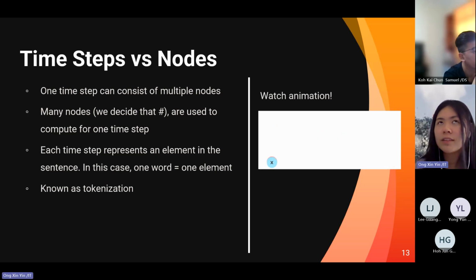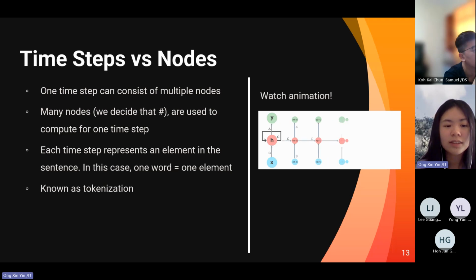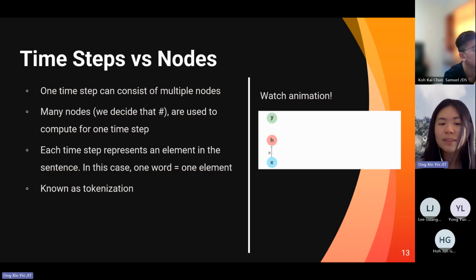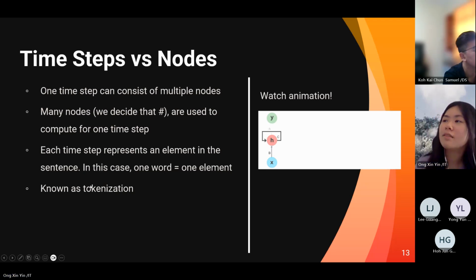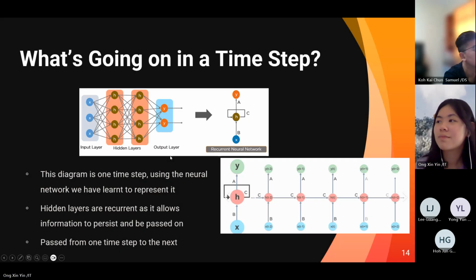Now we'll connect this concept to tokenization, which is important for natural language processing. Tokenization involves breaking down a sequence such as a sentence into its individual elements. In the case of languages, one word is often treated as one element, and each of these elements becomes a time step in a sequence.